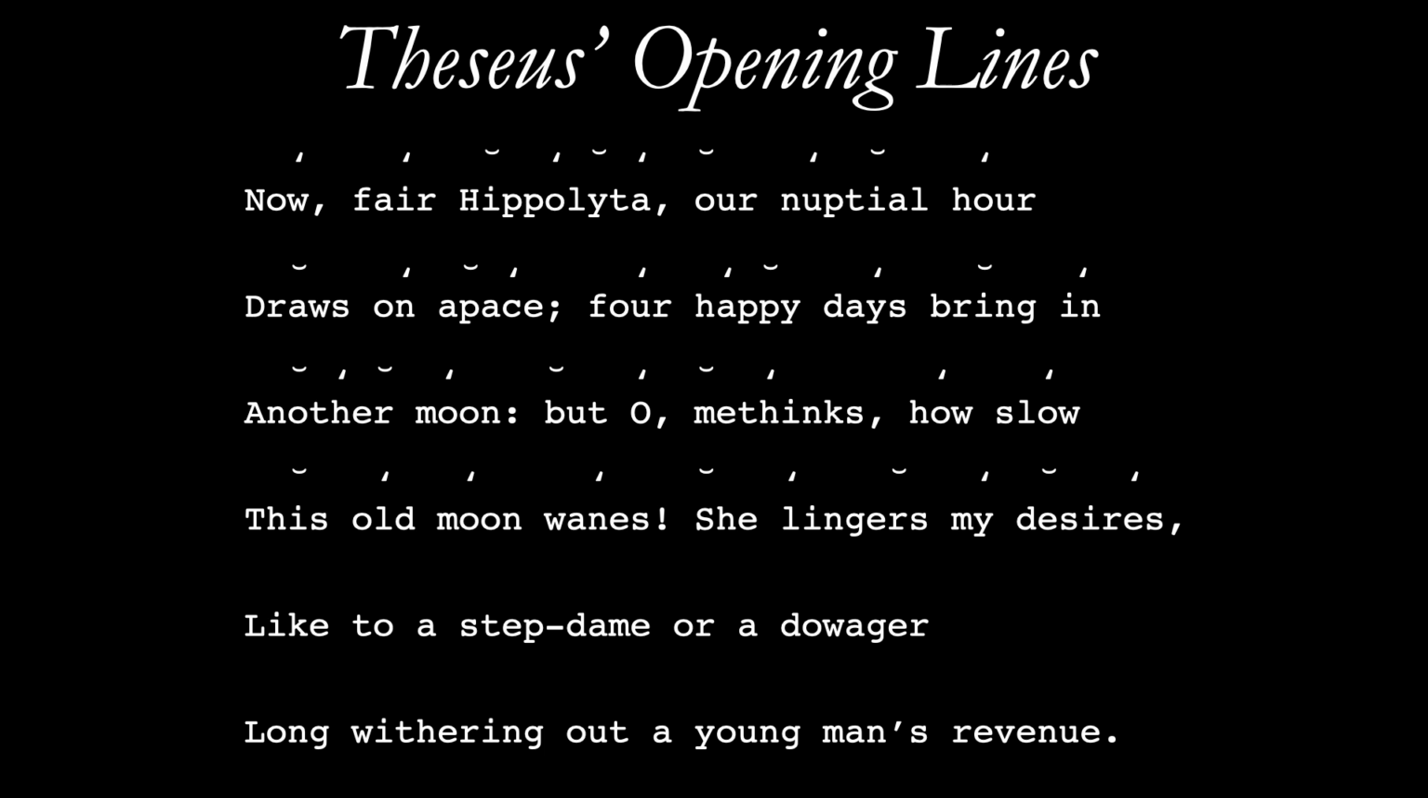But oh, methinks how slow this old moon wanes. All those O sounds also help to slow things out. And then we go back into regular iambs for a minute here. She lingers my desires like to a stepdame or a dowager, long withering out a young man's revenue. In the last line, we get one more unusual stress that slows up the line.